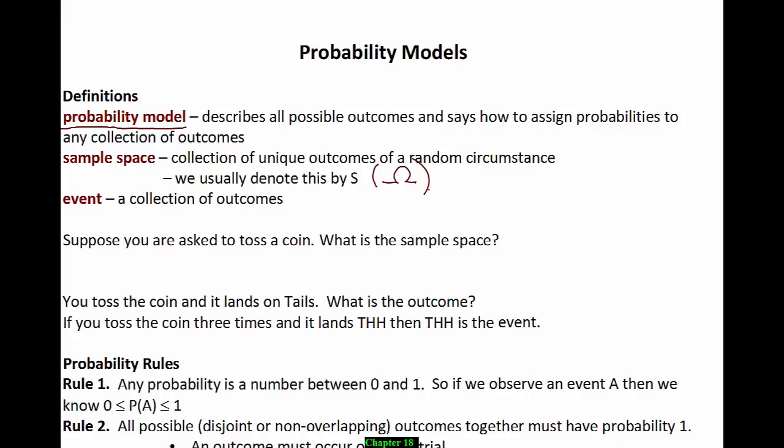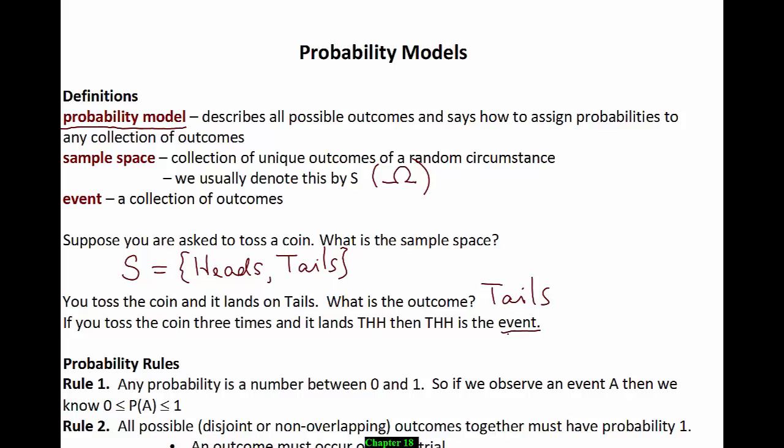Suppose you are asked to toss a coin. What is the sample space? Well, S is going to equal all your possible outcomes in a list, and that's heads or tails. We usually put it in curly brackets. You toss the coin and it lands on tails. What is the outcome? It was a tails. If you toss the coin 3 times and it lands on tails, then heads, tails, heads, heads is called the event. This is your collection of outcomes.